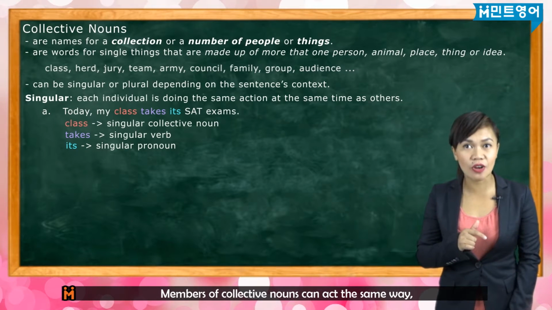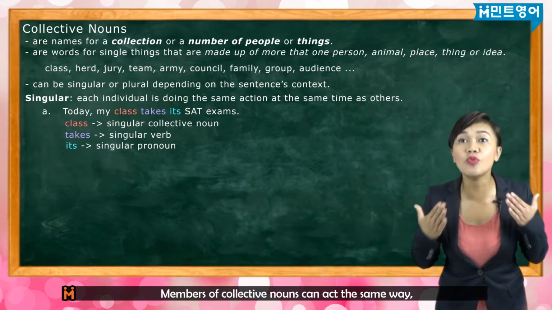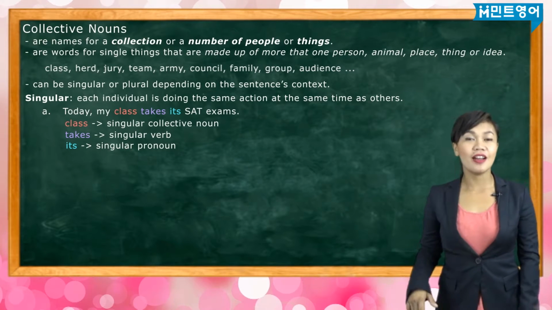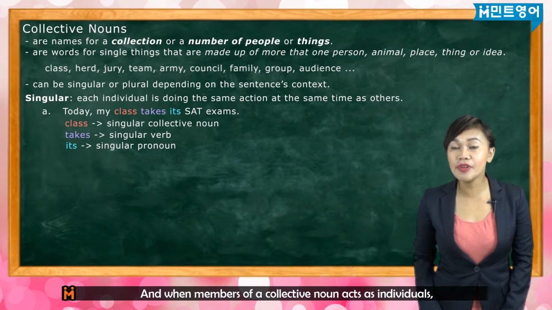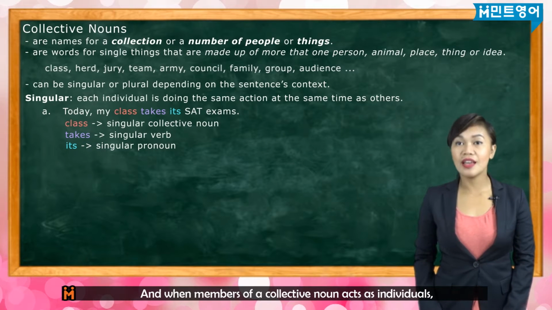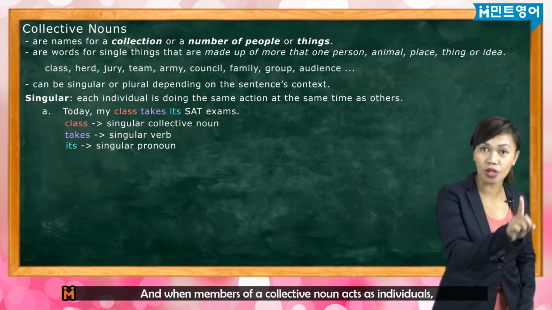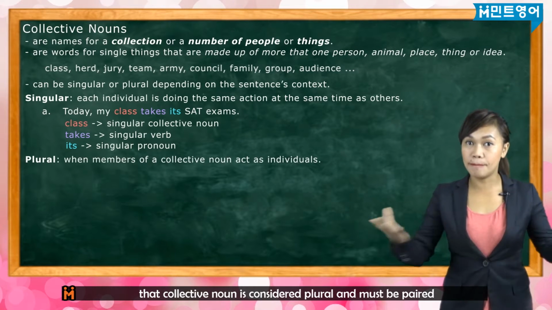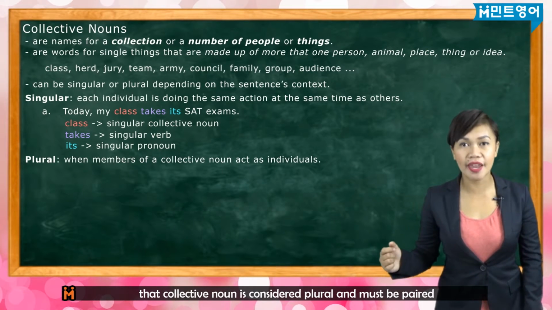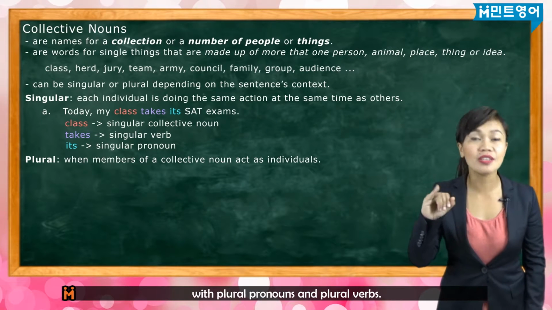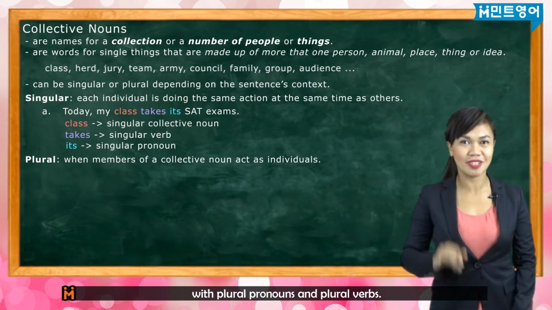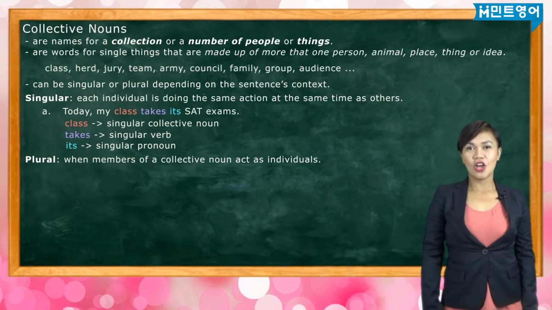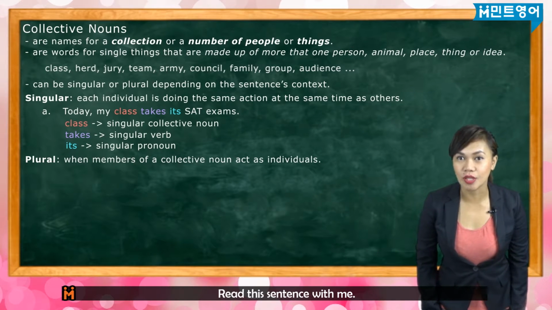Members of collective nouns can also act as individuals doing their own thing. And when members of a collective noun act as individuals, that collective noun is considered plural and must be paired with plural nouns and plural verbs. Okay, example? Of course! Okay, read this sentence with me.